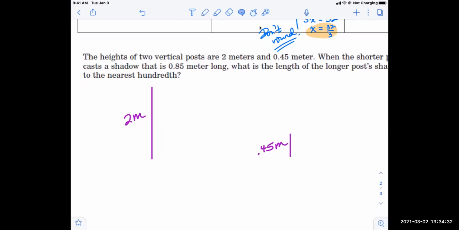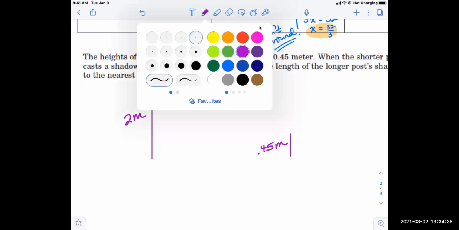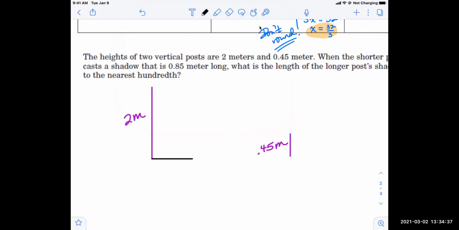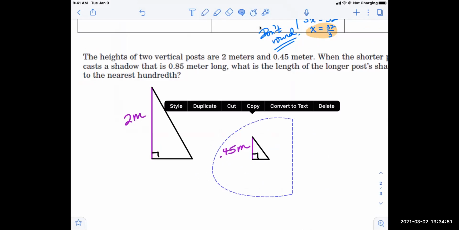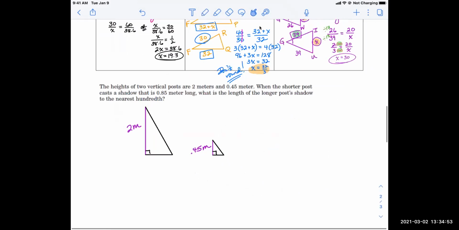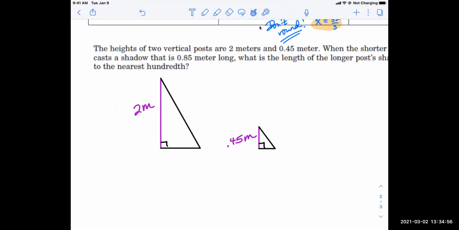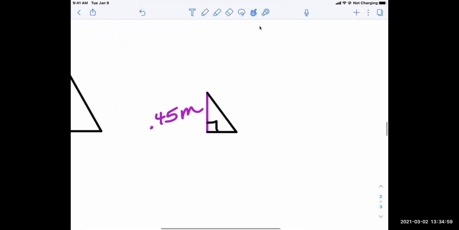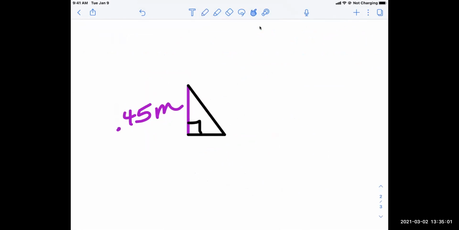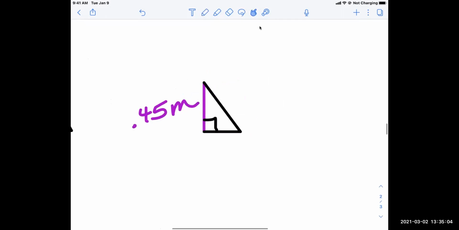I'm going to draw a triangle here. So like this. This will be a right triangle, right? And this little triangle here. Now, when I label, it says the shorter post casts a shadow that's 0.85 meters long. When I label the shadow, which side of the triangle is the shadow? This one is the shadow? Oops. This one's the shadow?